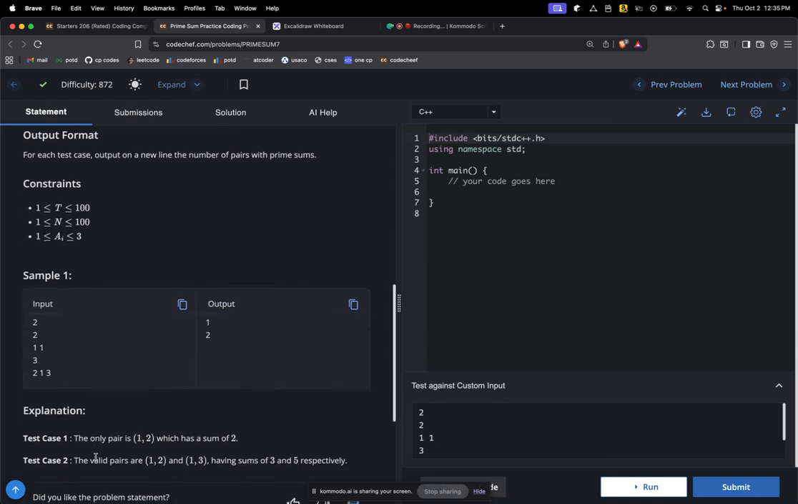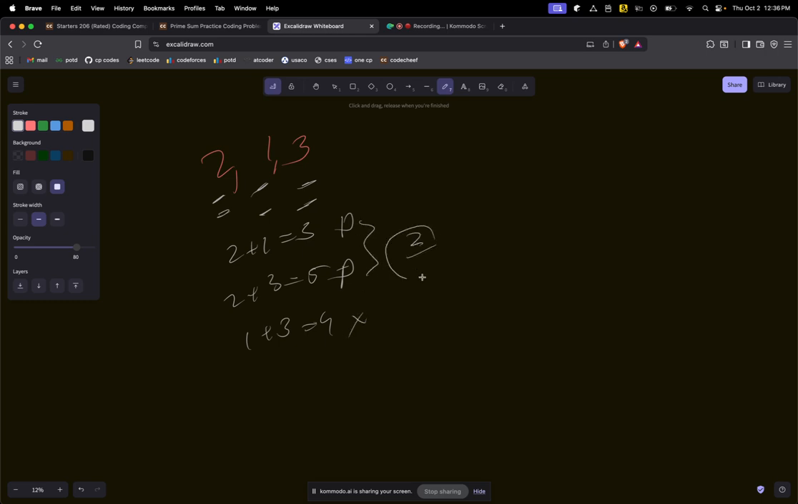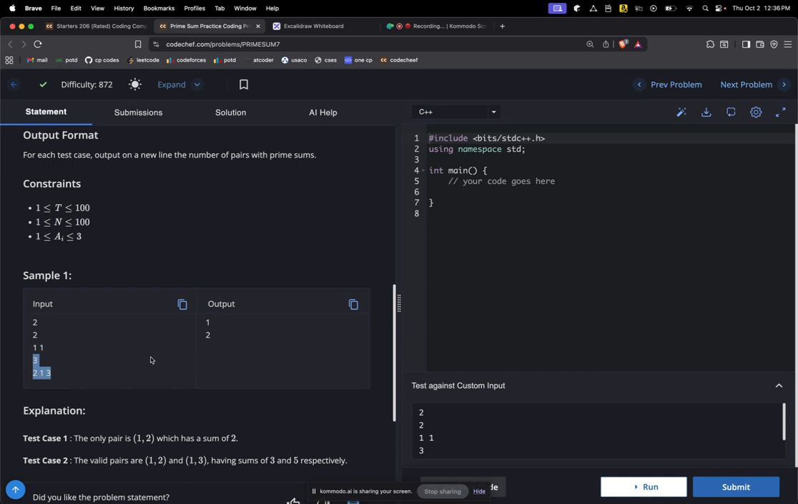There's no problem. So yeah, let's see an example here: 2 1 3. For this array 2 1 3, what are all the prime pairs? If I pick 2 and 1 here, I get 2 plus 1 equals 3. This is prime. Then let's say I pick 2 and 3. 2 plus 3 is 5. This is also prime. Now let's say I pick 1 and 3. 1 plus 3 is 4, which is not a prime, so the answer would be 2 here.